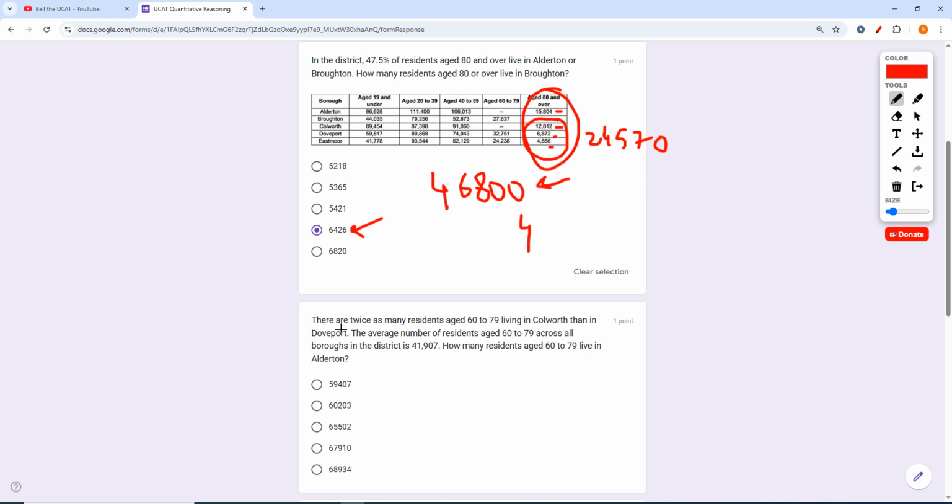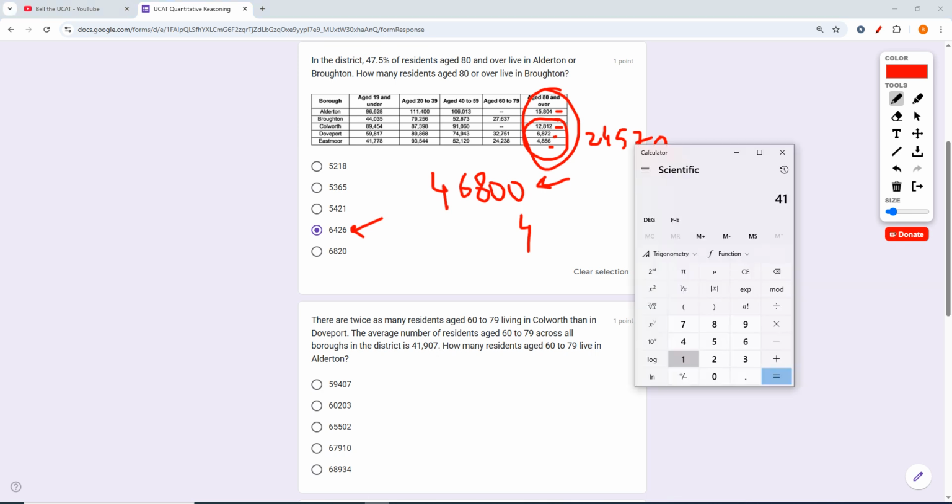Right, there are twice as many residents aged 60-79 in Colbert than the number of residents that grow. 14907. Okay, so 41907 times by 5. Got it. Have I got it?